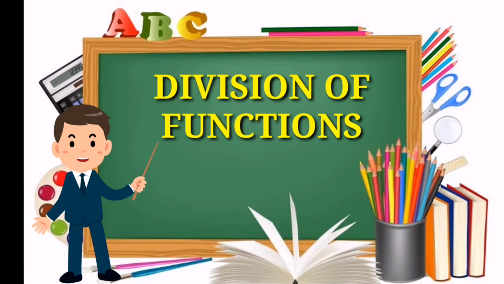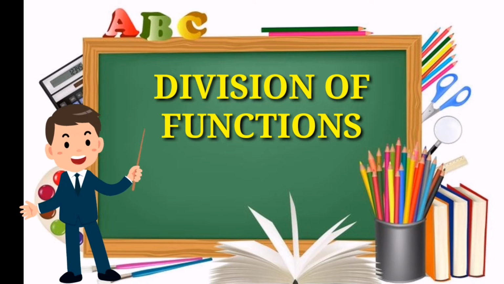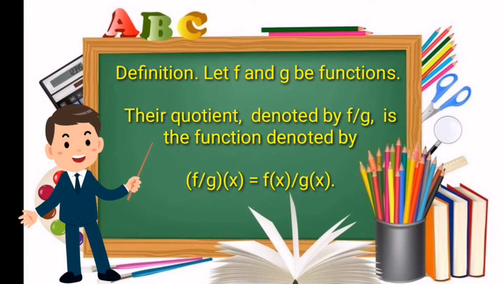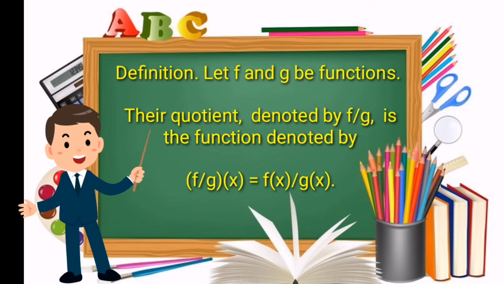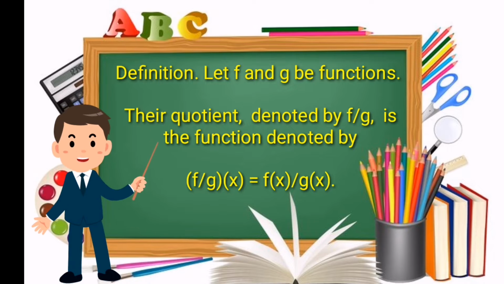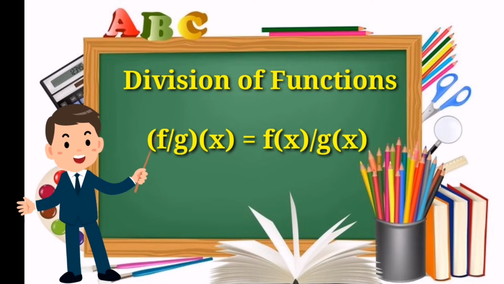Now, let's proceed to the division of functions. We have a definition. Let f and g be functions. Their quotient, denoted by f over g, is the function defined by the quantity f over g of x equals f of x over g of x. Always remember that in dividing functions, the quantity f over g of x is just equal to f of x over g of x.